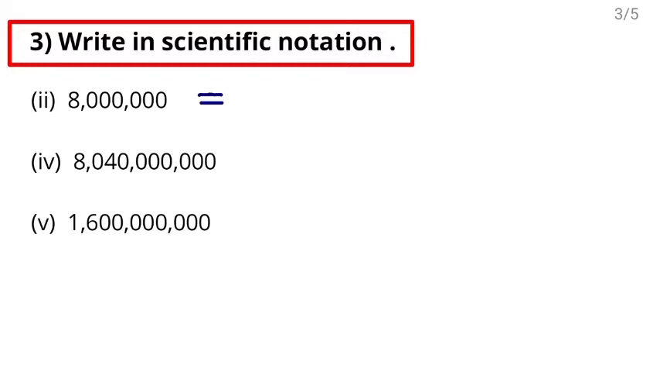Scientific notation means the product of two numbers in which the first number is between 1 and 10 and the second is a power of 10. So the first number will be 8. What do we write as the first number? 8. Now 8 is equal to 8.0. So we will move the decimal to the right. How many places? 1, 2, 3, 4, 5, 6. Multiply by 10 raised to the power 6. This is the scientific notation.